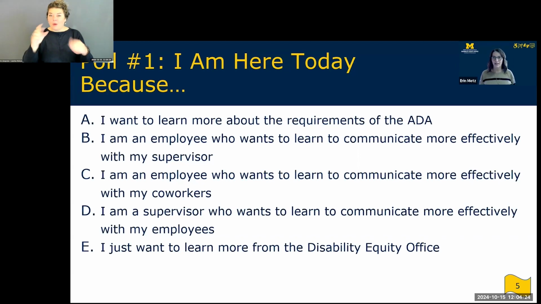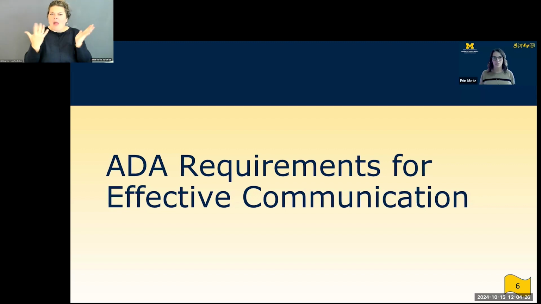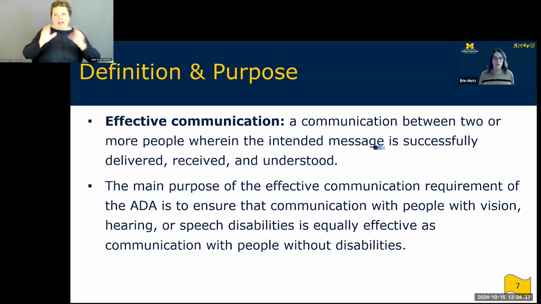So let's get us started talking about the requirements for effective communication under the ADA. This will be very brief because we really want to focus more on how to help facilitate effective communication. The definition of effective communication is fairly simple. It's a communication between 2 or more people where the intended message is successfully delivered, received, and understood. And the main purpose of this requirement under the ADA is to ensure that communication with people who have vision, hearing, or speech disabilities is just as effective as communication with those people without disabilities.